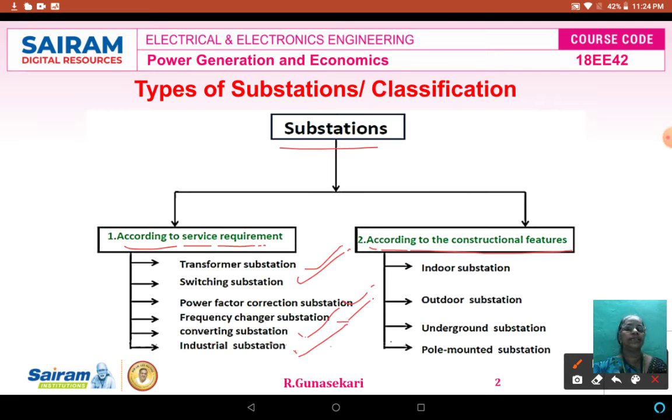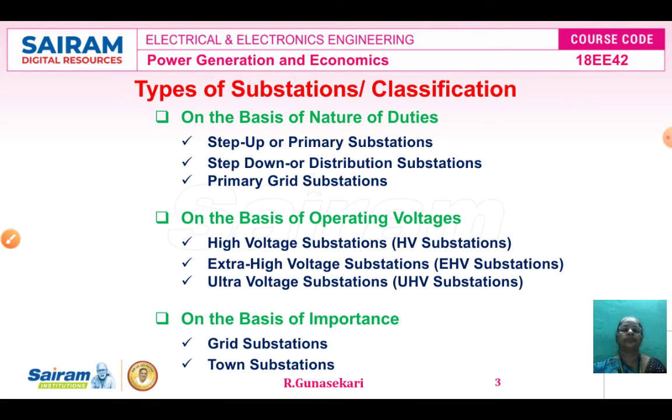According to the constructional features, the substations are classified into four types: indoor substation, outdoor substation, underground substation, and pole mounted substation. Now you can study each classification in detail.